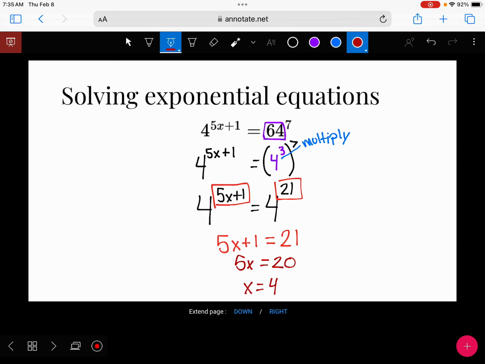So make your bases match. Oftentimes it will be the smaller of the two, but not always. And we're going to see one like that here in a second. So make your bases match, then set your exponents equal to each other.